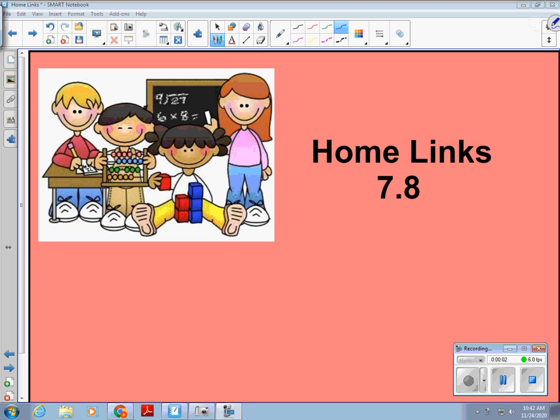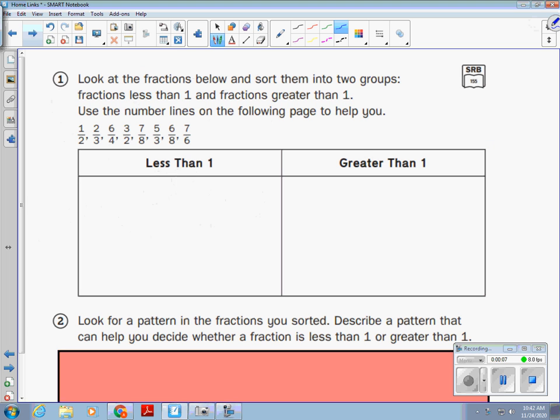Okay, boys and girls, let's get started on Homelink 7.8. And once again, we're continuing with fractions, all right? So look at the fractions below and sort them into two groups, fractions less than 1 and fractions greater than 1. Use the number lines on the following pages to help you. So you can use those number lines to help you.